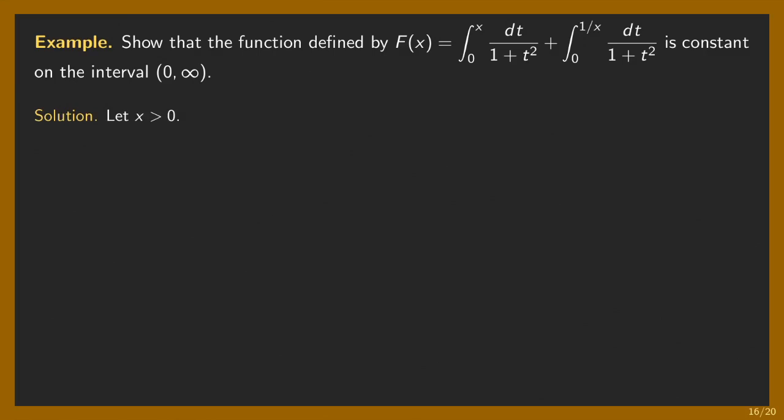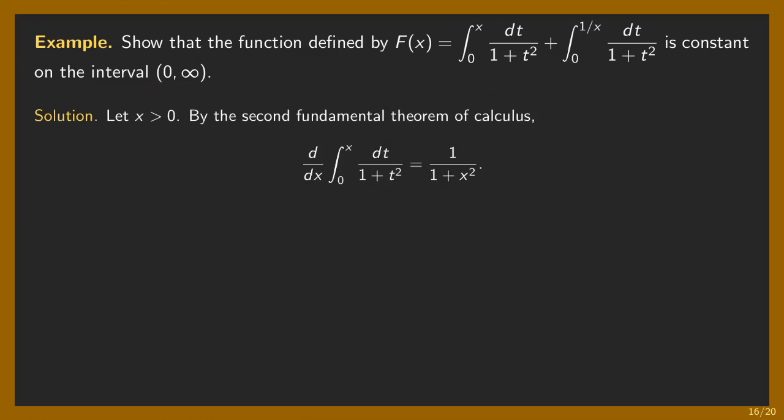So what we're going to do is pick an arbitrary point in this interval, let's say x. By the second fundamental theorem of calculus, the derivative of the first indefinite integral is 1 over 1 plus x squared. Remember, the t there is replaced by x because we're now in x. The derivative is now written in terms of x; from f of t, it becomes f of x on the right. That's the second fundamental theorem of calculus applied.